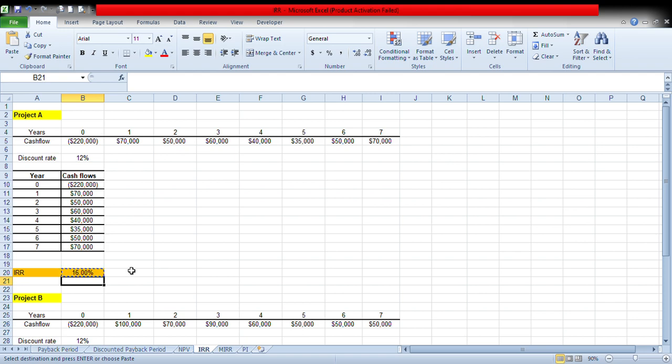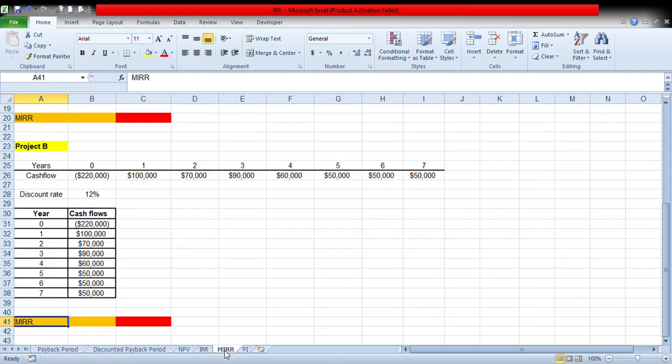Now let's talk about modified IRR, modified internal rate of return. So let's talk about it.